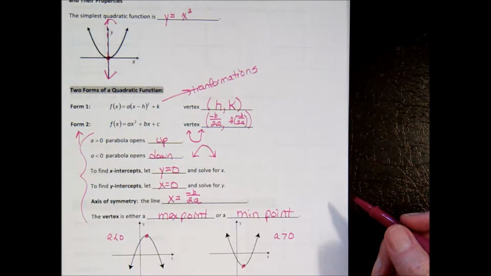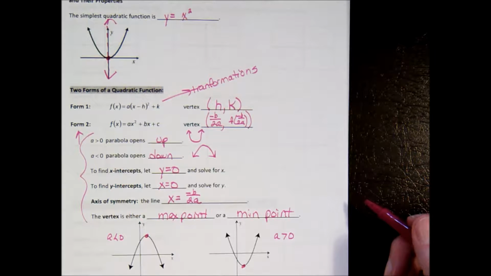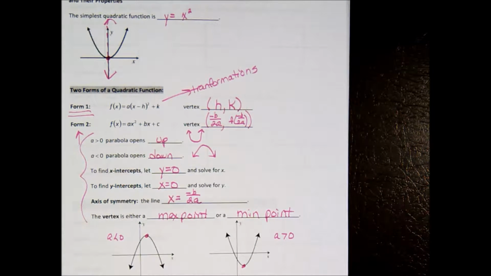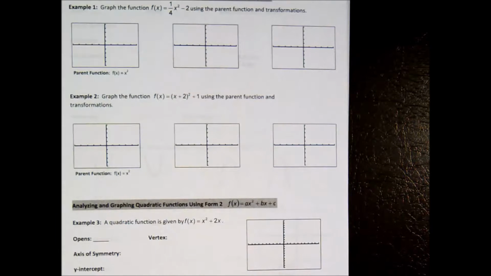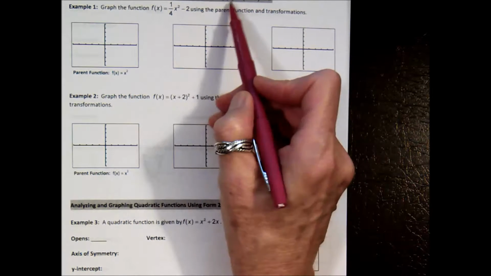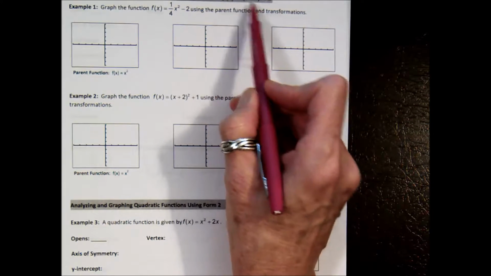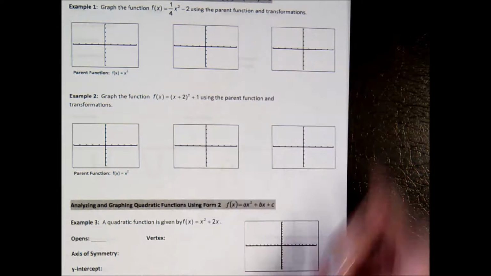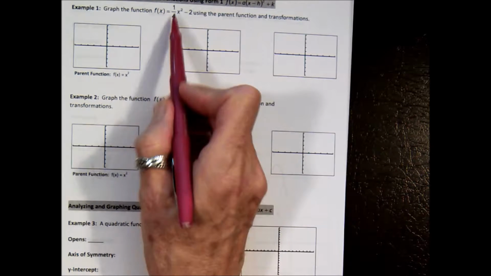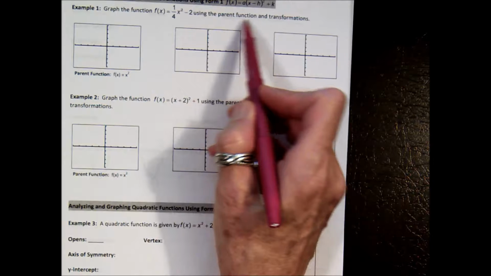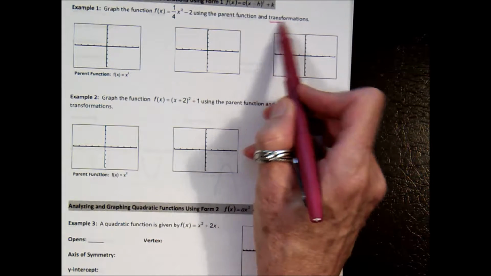So let's first analyze quadratic functions that are given to us in Form 1. And we've already done a little bit of that when we did transformations. So looking at the next page, we're looking again at Form 1, which is the function equal to some number times x minus h, quantity squared, plus k. So here's what I mean. f of x equals 1/4 x squared minus 2. And it says to graph it using the parent function and transformations.